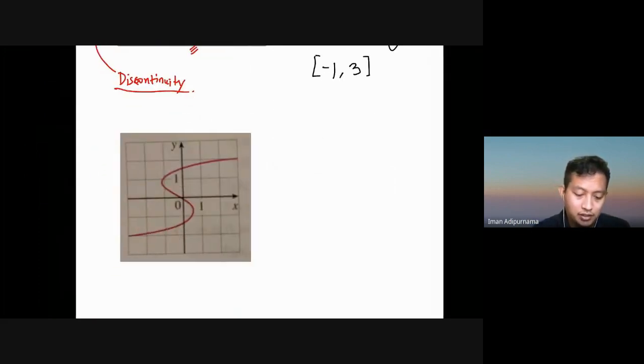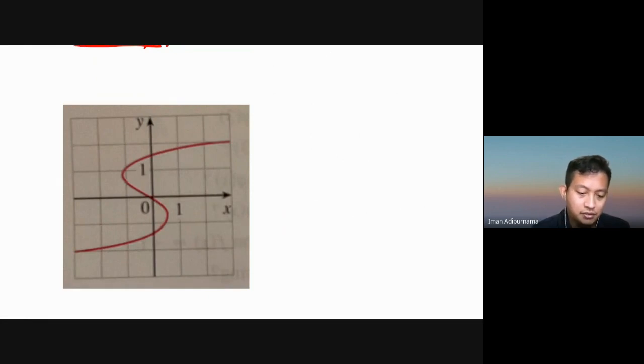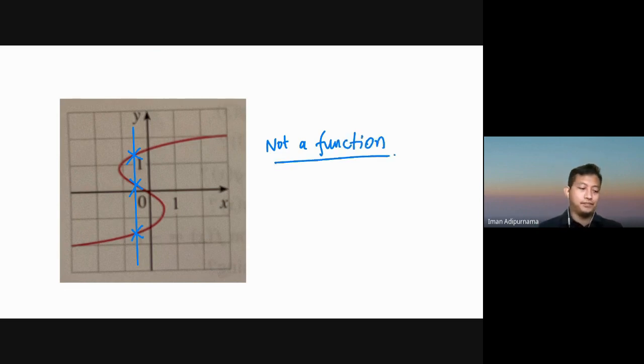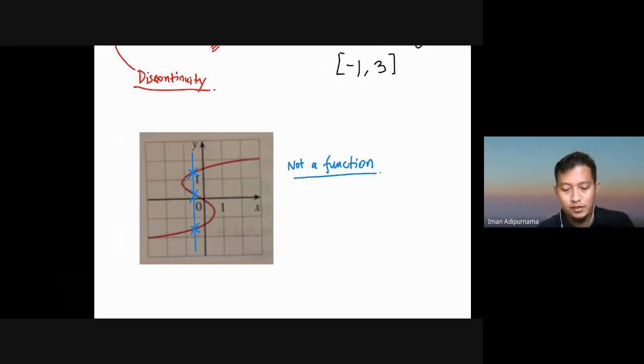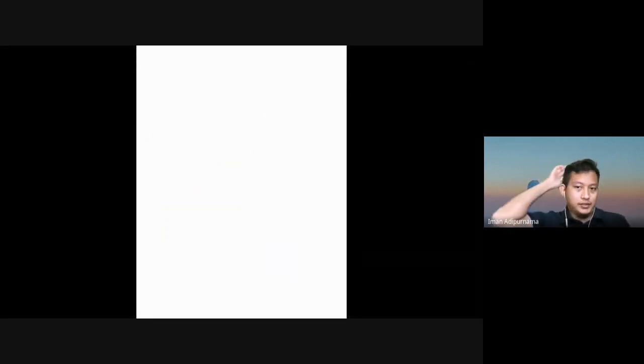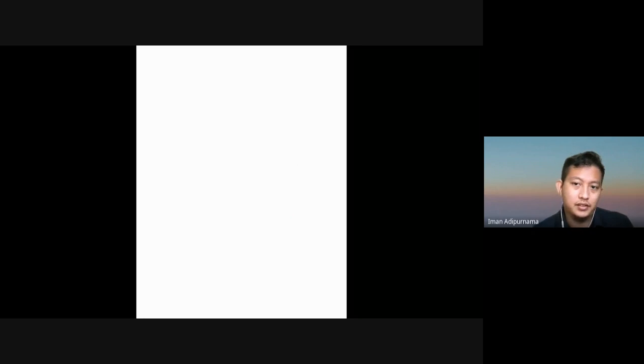Now the second part here, it's not a function because when you deal with this line, you get this, this, and this. So we get three intersections, right? Then we can conclude that it's not a function. Any questions? I think it's not too confusing for you.